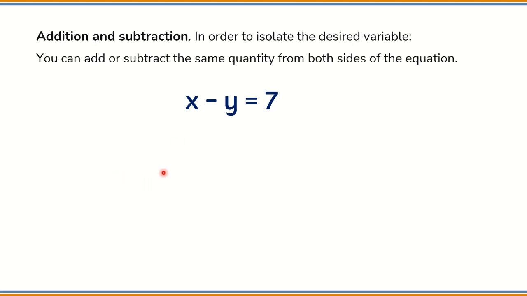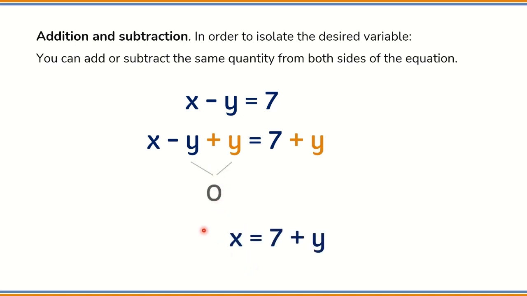Here we have an example: x minus y equals 7. I want to leave x on its own on the left-hand side of the equation. I need to get rid of the minus y. To do this, I need to add y on both parts of the equation. Minus y plus y is 0. So now the equation is x equals 7 plus y.